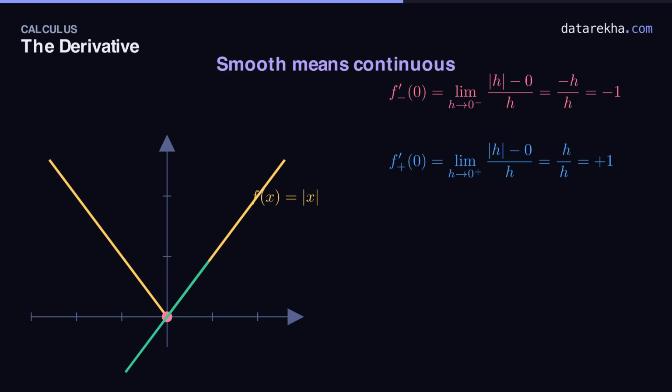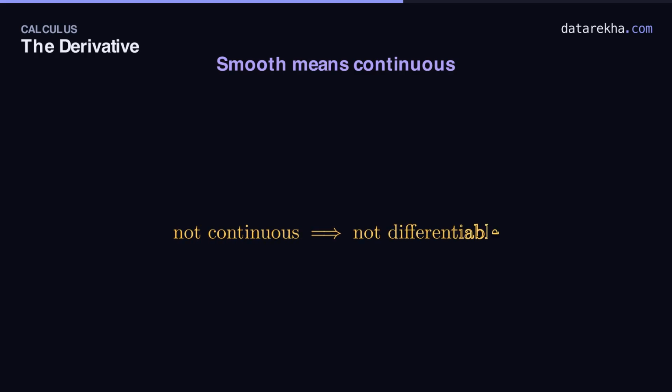Watch a tangent line try to settle at the corner. It can't decide which way to lie. So the contrapositive is genuinely useful. If a function has a jump, if it isn't even continuous, then it cannot possibly be differentiable. No unbroken graph, no slope. That single implication rules out a huge class of trouble.